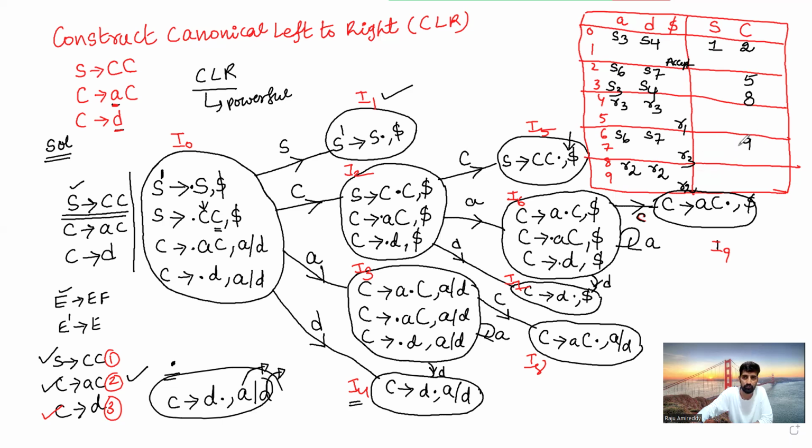Okay. So this is what we call the canonical LR parsing table. Like this we can construct a CLR. If you have any doubts, you can ask me. I will also provide notes.